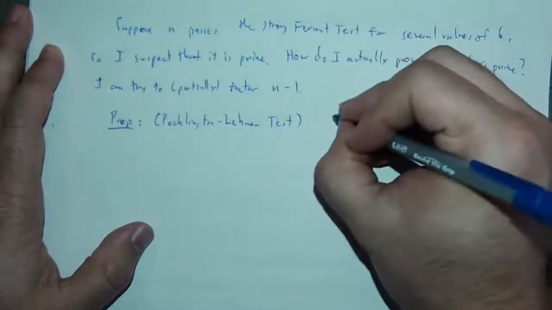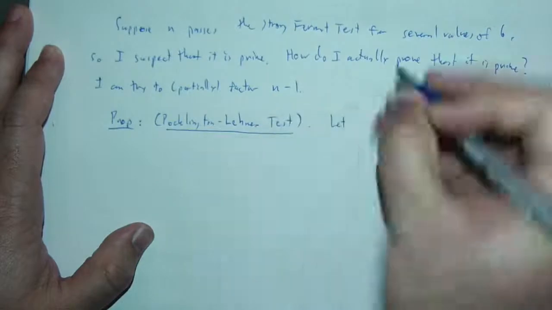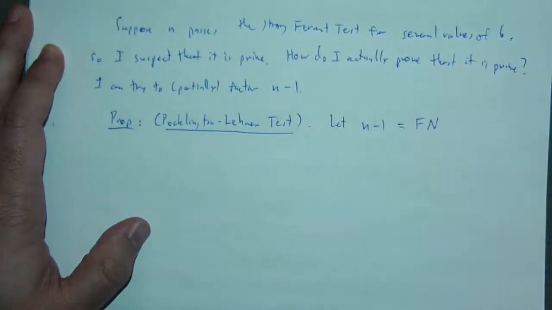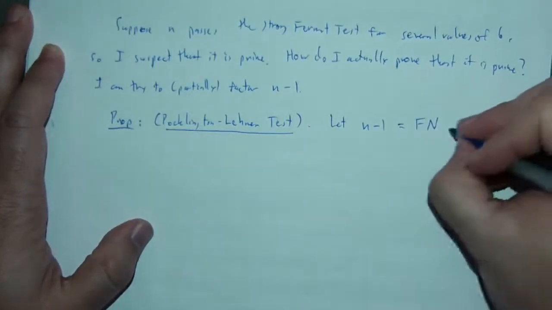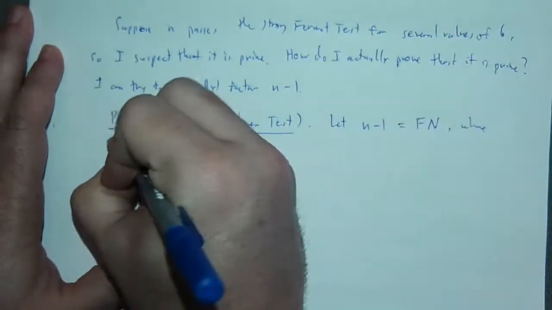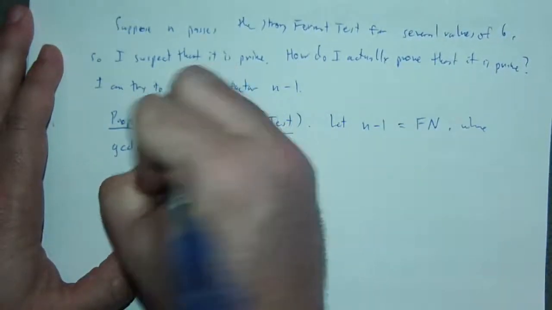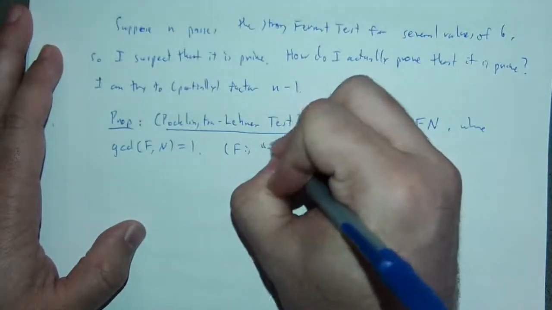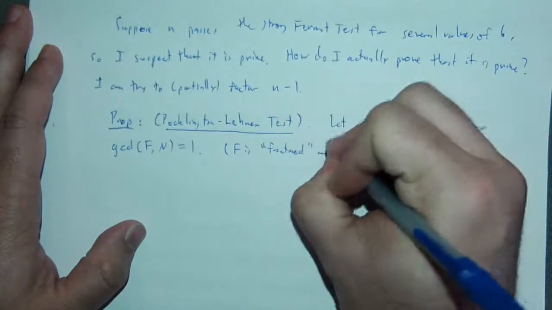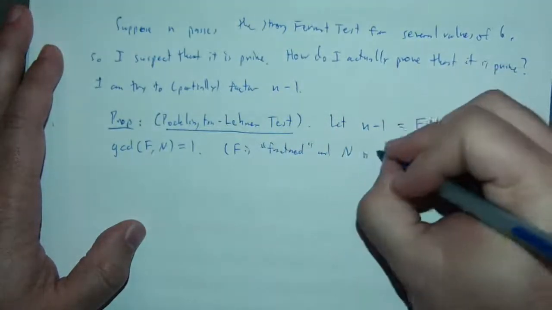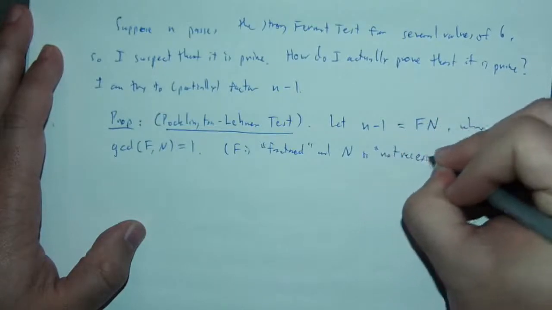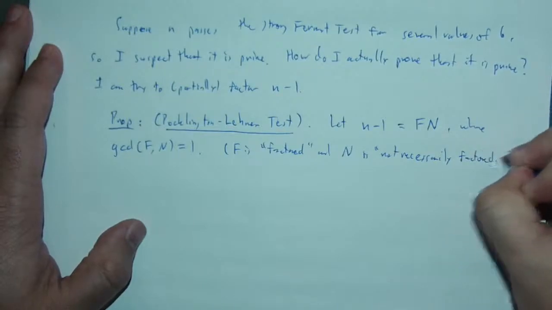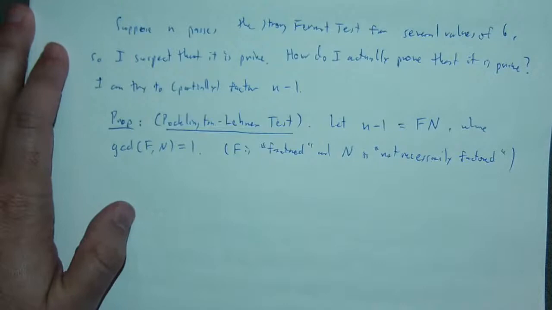Okay, so let n minus 1 be partially factored as big F times big N, where big F and big N are relatively prime. The way to remember this is F is factored and big N is not necessarily factored. That's what the big F and big N stand for.